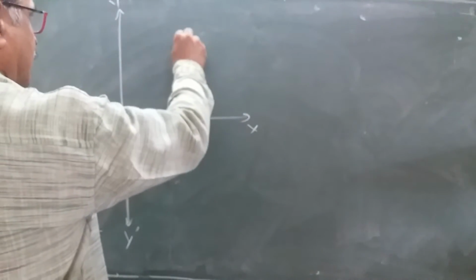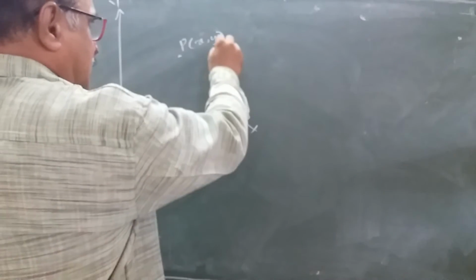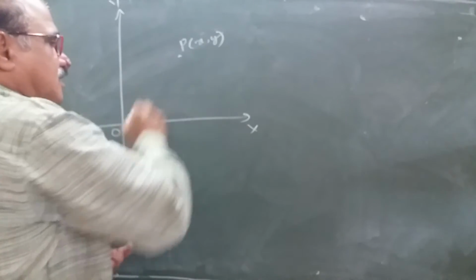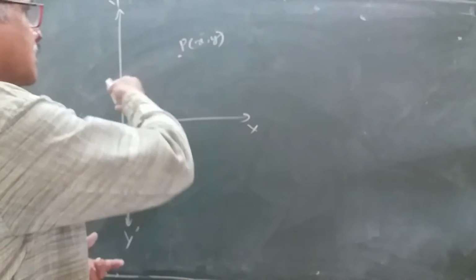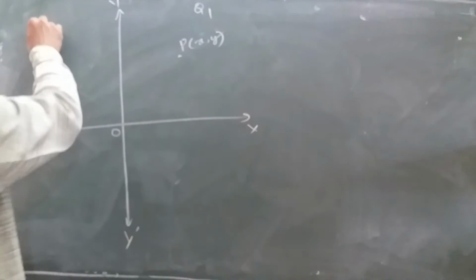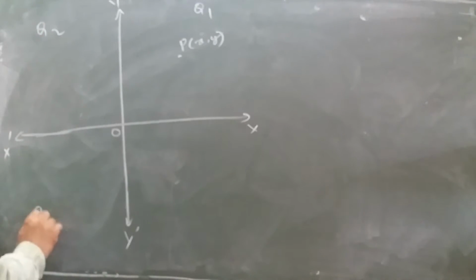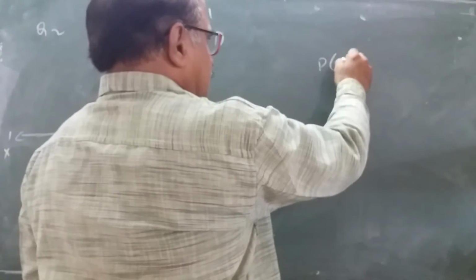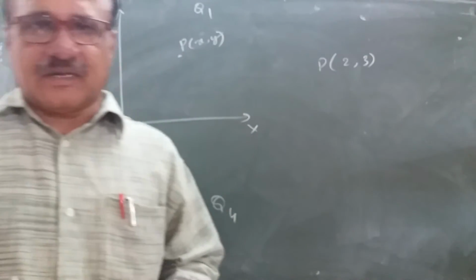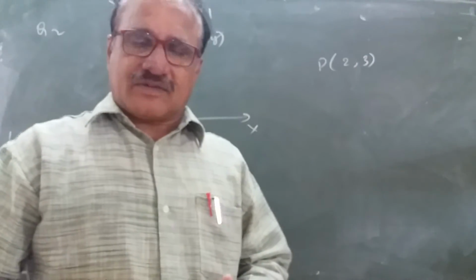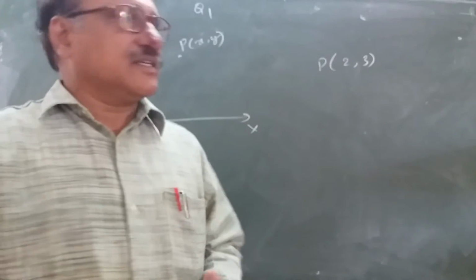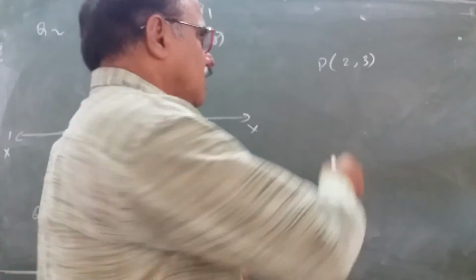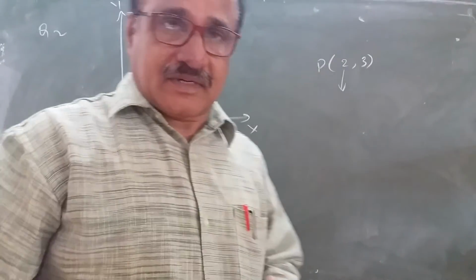Point P is (x, y). Here x is called the x coordinate and y is called the y coordinate, the abscissa and ordinate. These four parts can be called Q1, Q2, Q3, Q4. In an ordered pair, if P(2, 3) is a point in the plane, then 2 is called the x coordinate and 3 is called the y coordinate. Abscissa is nothing but the x coordinate.